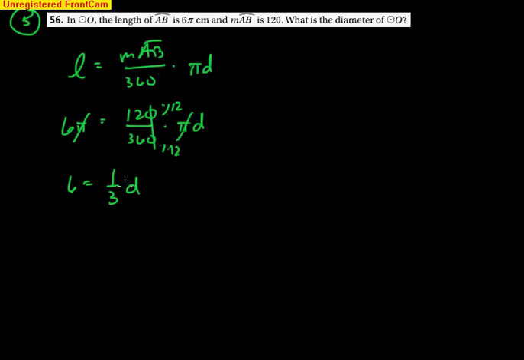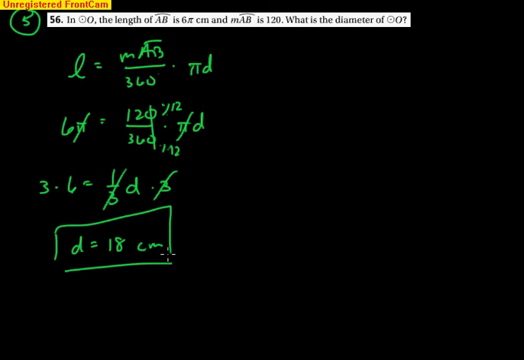So 6 equals 1/3 times the diameter. And then to get rid of the 1/3, we multiply both sides by 3. That's going to get the d all alone, and 3 times 6 is 18, and that is in centimeters. And there's the diameter in this problem. So don't be afraid that you might have to work backwards in some of these problems.